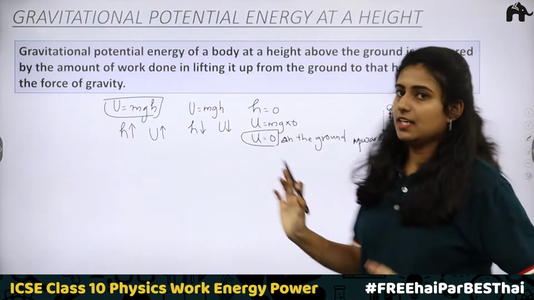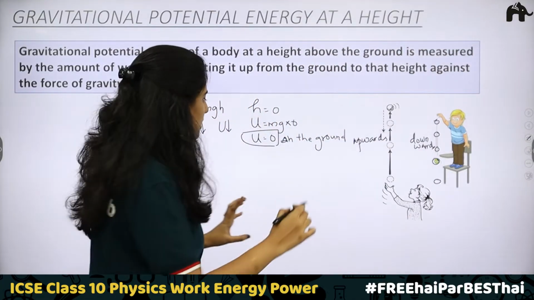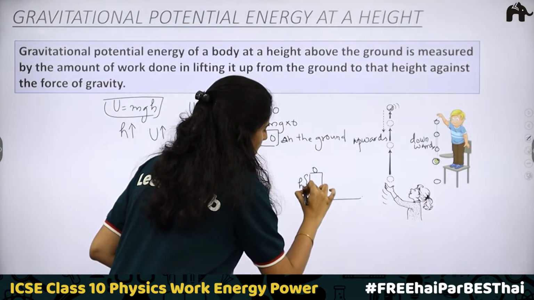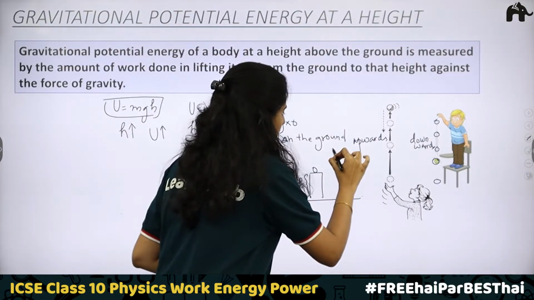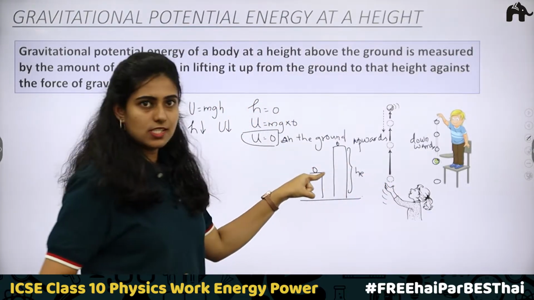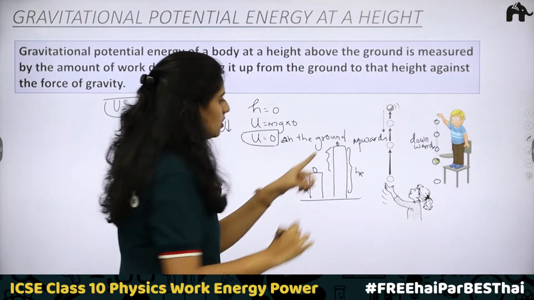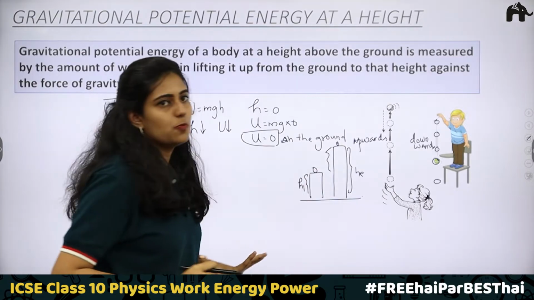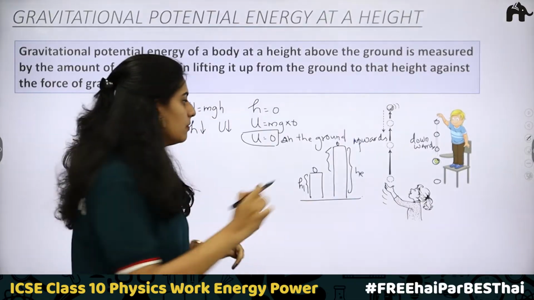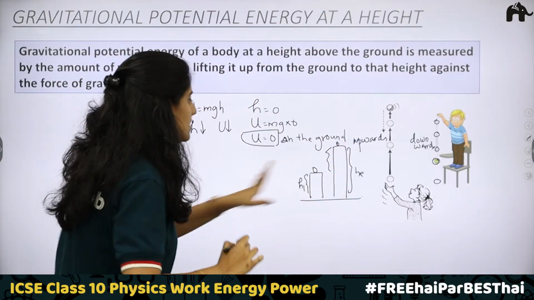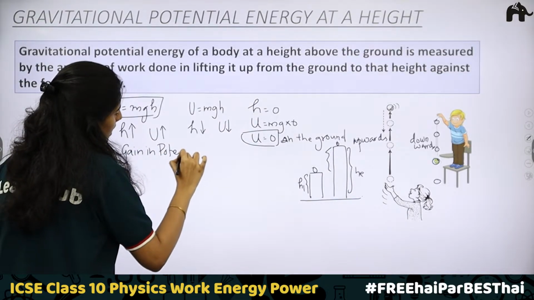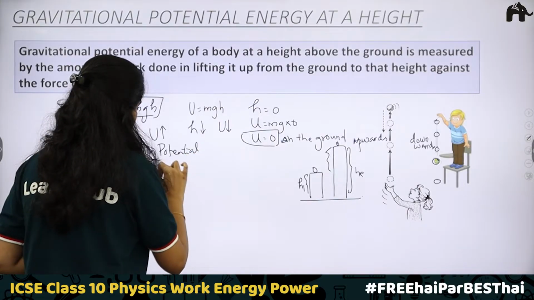Now consider a case. Here, an object, that is a body which was at a height h1 initially, is lifted to a new height h2. Initially the body was here, it is lifted through this much distance to a height h2. What happens to potential energy? Does it increase or decrease? It will surely increase, right? Why? Because height is increasing. This is called gain in potential energy. Let's find the gain in potential energy.